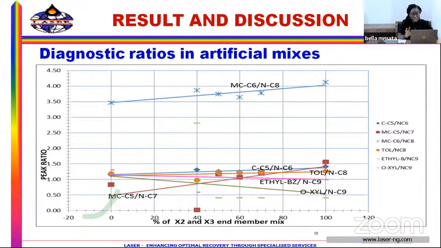So those artificial mixes that we did in the lab, this is what we used to plot. This graphical representation is what was gotten from those artificial mixes. When we now do this, we now pick that commingled fluid, which we're going to see in the next slide. That's the commingled stream.